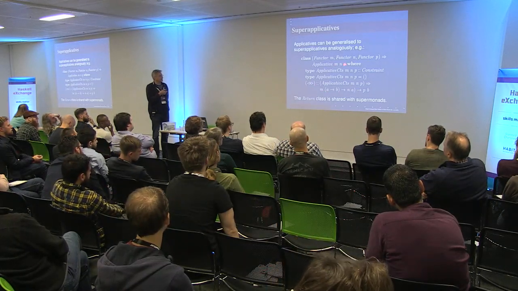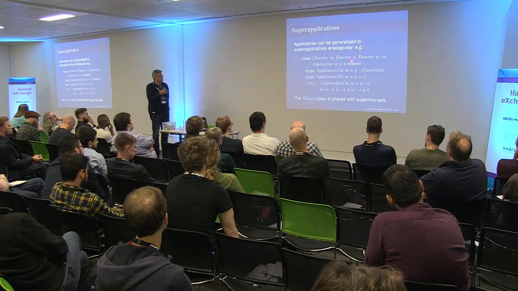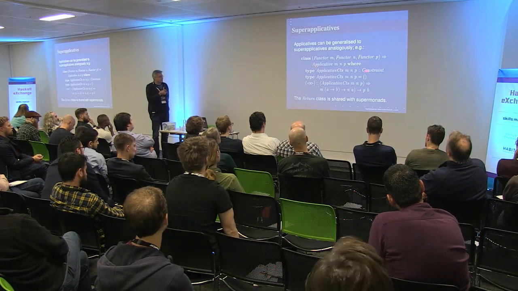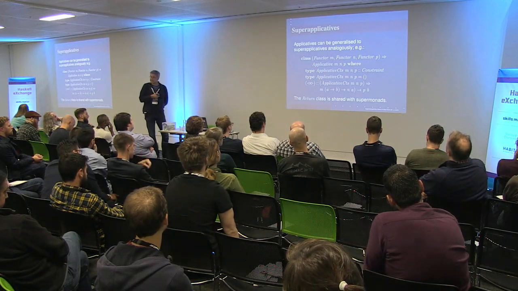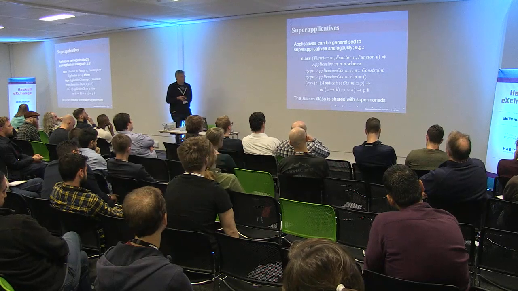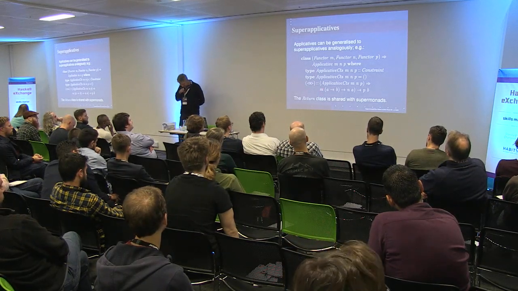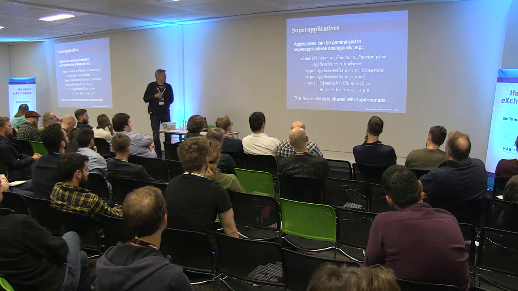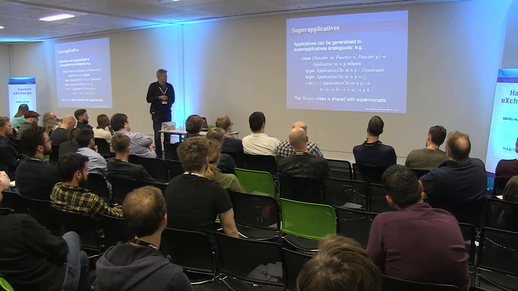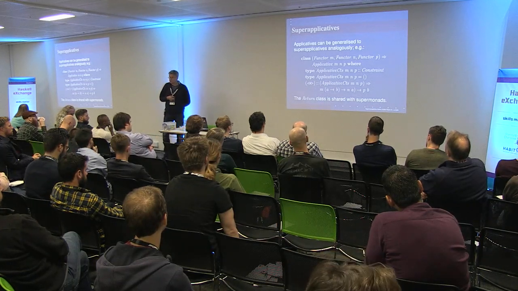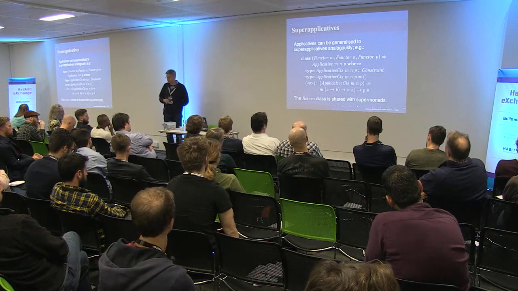So we have, again, we insist on M, N, and P being functors. We have a way of allowing constraints on these indices if the programmer wants that. And then you have the usual application operation there. The return class is shared with Supermonads, so there's just one return class.